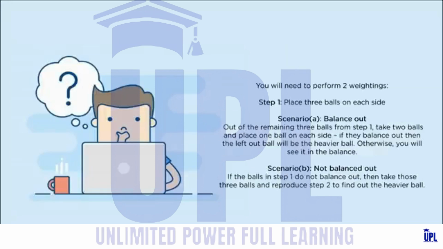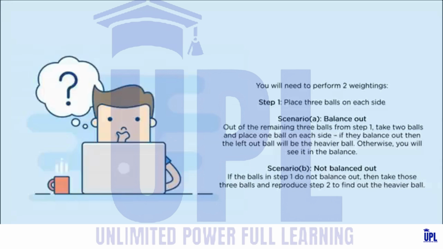So you can get it down to just 2 weighings. And I always think if there's 9 balls, I'm going to divide them into 3 groups of 3. Place 3 balls on each side. So you can just randomly pick 6 of the balls, 3 on one side, 3 on the other. And if they balance out, both sides are equal, then you know the heavy weight isn't in any of those.